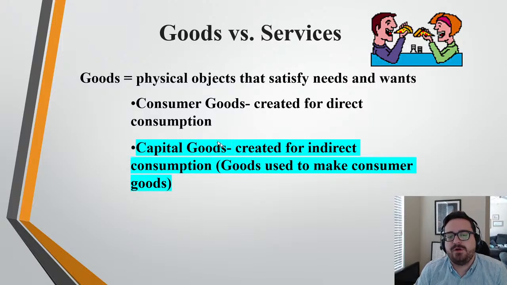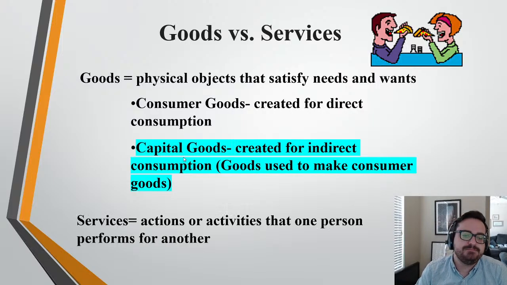Countries that favor the production of capital goods tend to have more long-term growth. Why? Because they're building tech. And when you build more tech, you can use that tech to build more of everything else, right? Think of industrialization and how those countries accelerated their growth compared to countries that weren't industrialized as quickly. That's a good example of it.